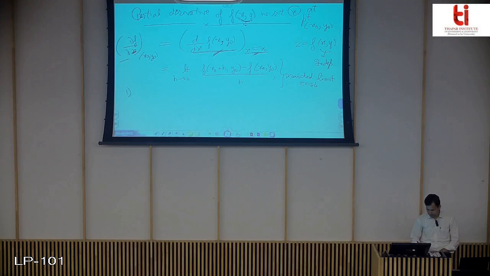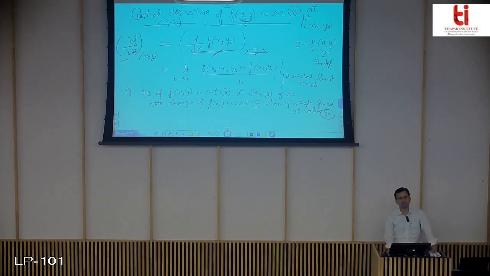I am representing partial derivative by the short notation PD. So the partial derivative of f(x, y) with respect to x at (x0, y0) gives a rate of change of f(x, y) with respect to x when y is kept fixed at the value y0. So basically, the partial derivative of f with respect to x at any point gives you the rate of change of f(x, y) with respect to x when y is kept constant at y0. So this is what the partial derivative is.